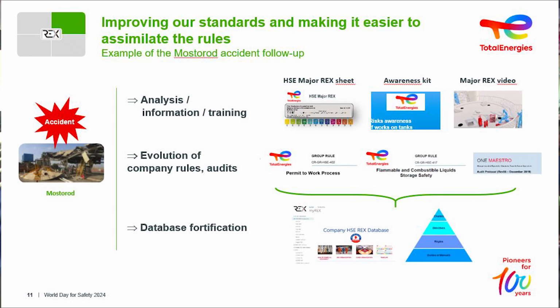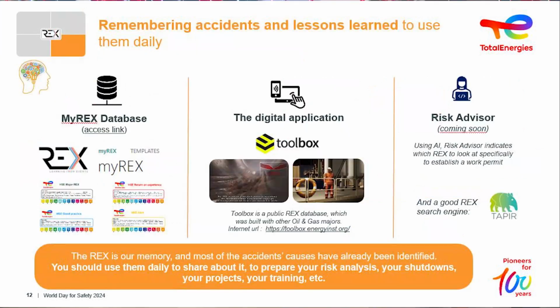Then evolution of the company rules. This has led to a change, or update or review, of the permit to work process, which is a major part of the Maestro audit today. And then also review of some documents in terms of flammable and combustible liquid storage. And yes, the Maestro, like I said, then the database fortification. Today we have a more robust database. You can access REX from across the business, whether you're in EP, the MS, the GRP, anywhere. And we all have access to these things. They are there online. So, remembering accidents and lessons learned to use them daily. This is the MX REX database, a digital application tool. This is outside Total, but we have access to it.